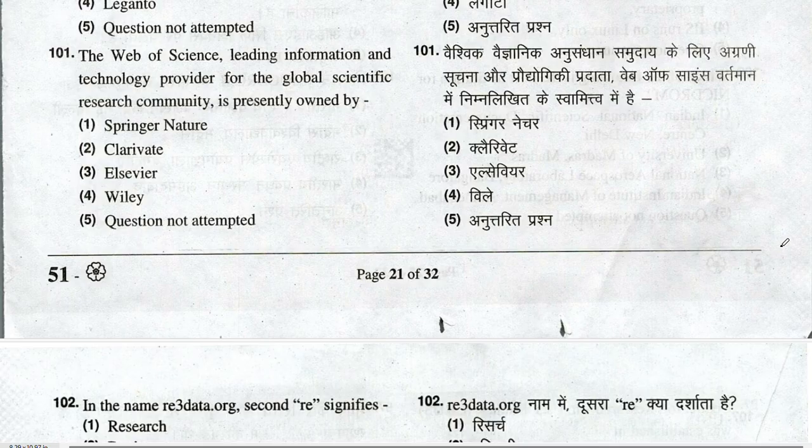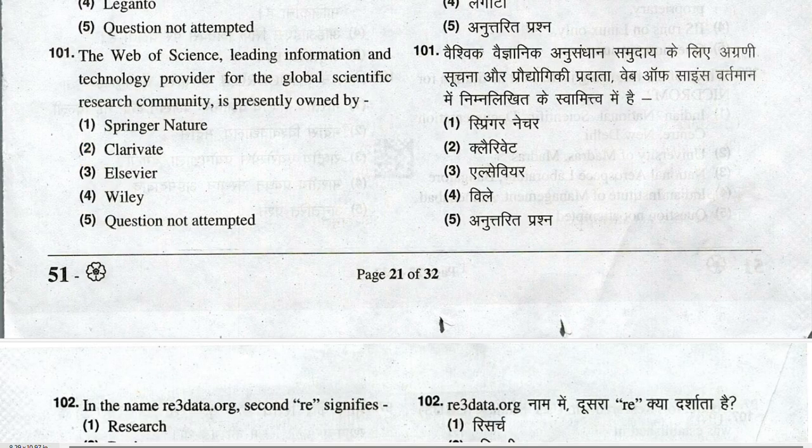So question number 101 is: the Web of Science, leading information and technology provider for the global scientific research community, is presently owned by Clarivate. So Web of Science is a product of Clarivate. So option number 2 is the right answer for this question.